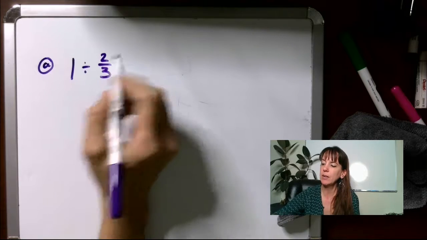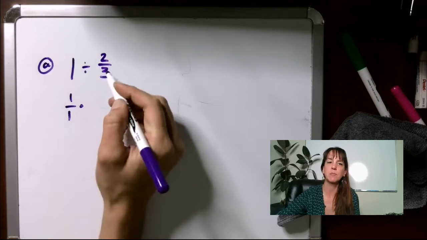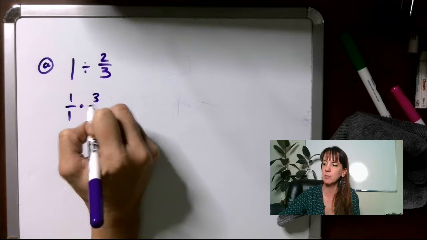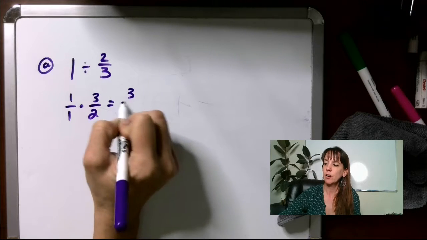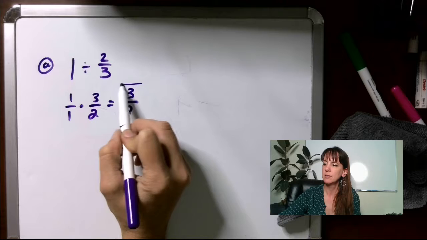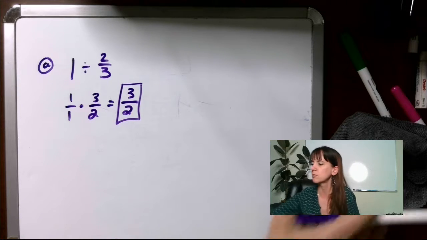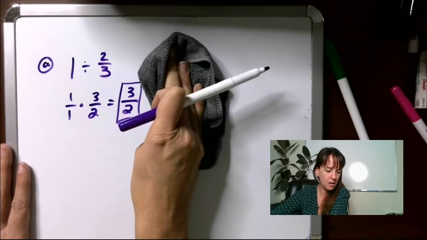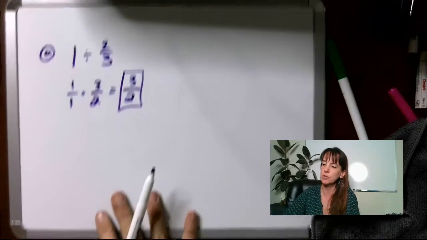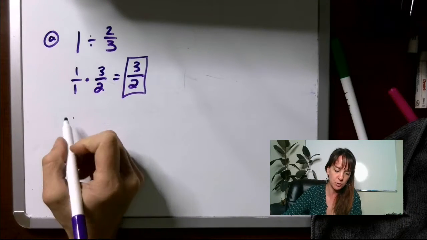If we do that, we get 1 over 1 times, and because we don't divide, we multiply by the reciprocal. There are 3 halves in that. It's kind of a tricky question. Just roll with me here. Oh, and how many 2/3?